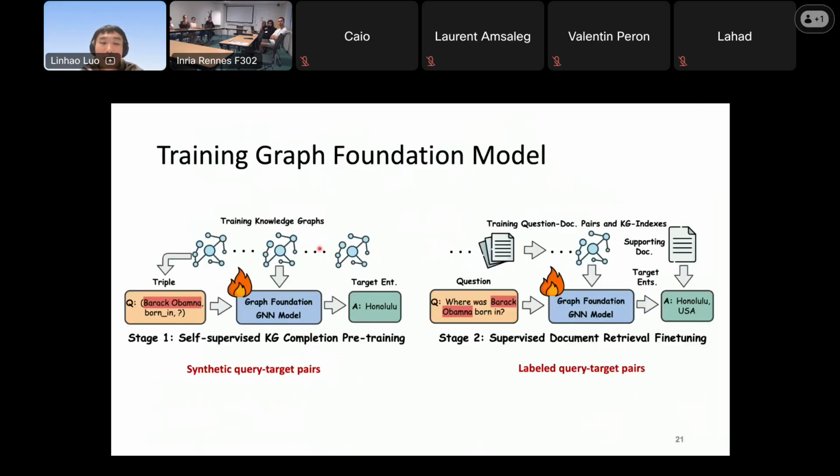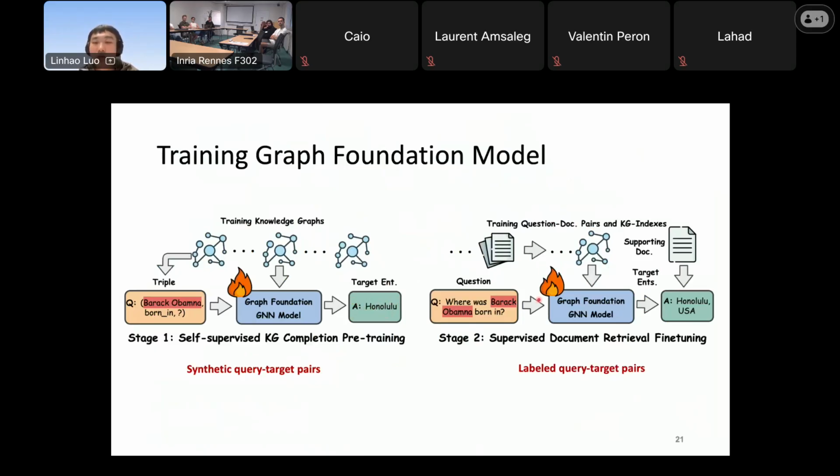And we conduct a two-stage training. For the first stage, we utilize self-supervised KG completion pre-training. We sample lots of triples from the knowledge graph as synthetic queries. For example, Barack Obama was born in Honolulu. We sample the triples and mask out the tail entities, and only utilize the head entity and the relation as the query input. We try to predict the tail entity as the target, so that we can automatically sample lots of queries from the knowledge graphs.